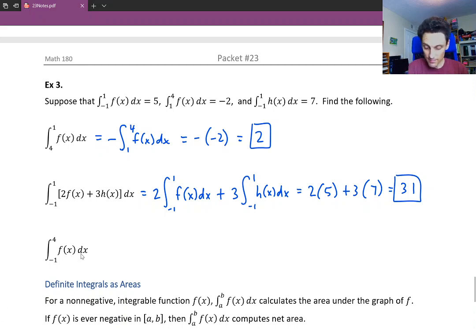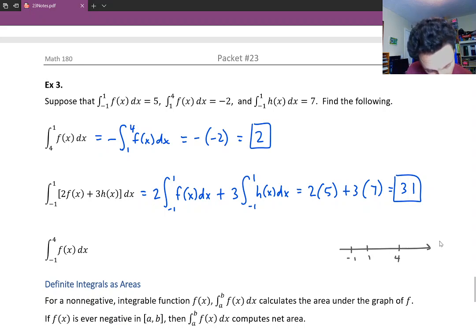Now for the last integral, we're given the integral from -1 to 4 of f of x dx. Now we know the area under this function from -1 to 1 is 5, and then from 1 to 4 it's -2. But we don't have anything that's from -1 to 4. So here's how we're going to use that area addition property. What we can do is maybe just draw a quick picture right here. Here's -1, here's 1, here's 4 somewhere over here. So something like that.